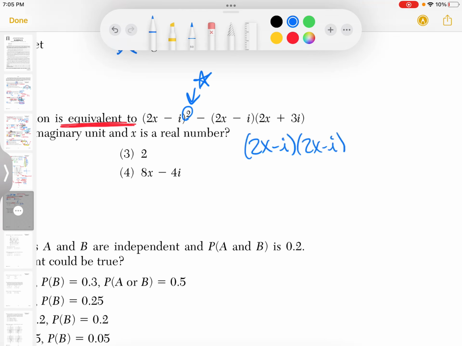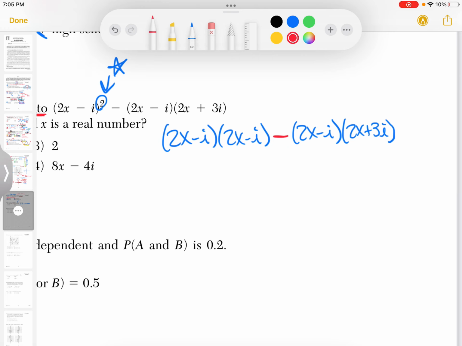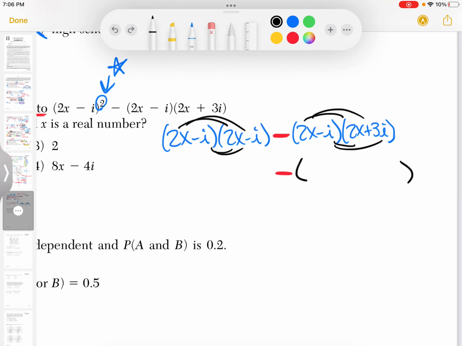Squared means you have to write it out twice. So 2x minus i times 2x minus i. I'm going to bring down that minus sign and then bring down the rest. This is 2x minus i and 2x plus 3i. So what I have to do for this is multiply everything out and then do subtraction. You're still following PEMDAS no matter how difficult your math may look. I have to multiply before I subtract, so I'm going to double distribute over here and double distribute over here. And the minus sign for now is just going to come down, and these are going to stay in parentheses because I'm subtracting that whole thing. That'll come into play in a little bit.